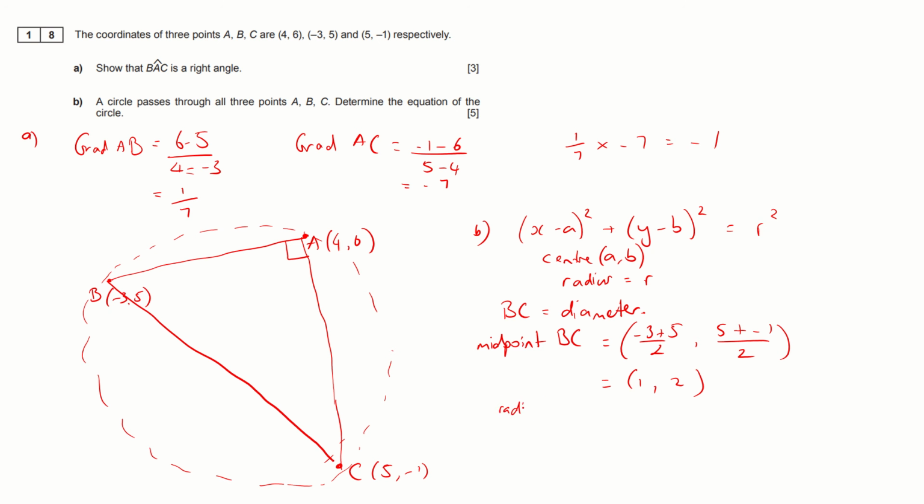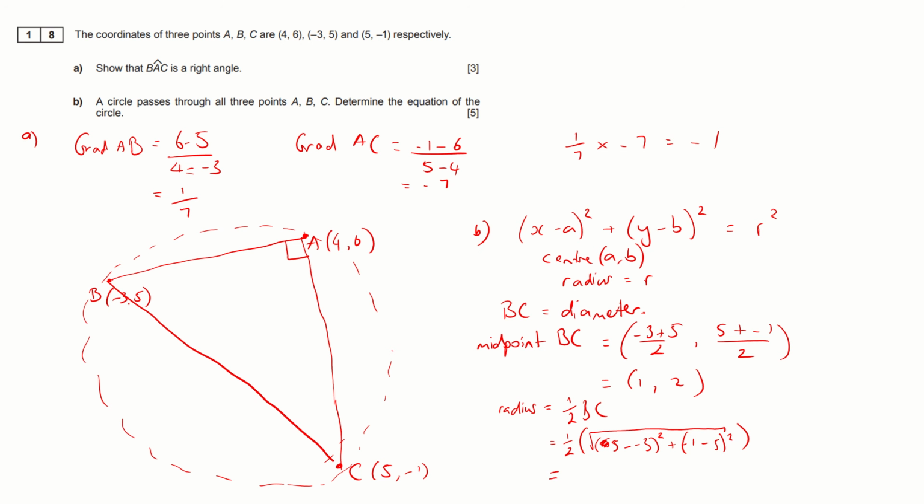Now the radius, the length of the radius is half the length of BC. To work out the length of the line, it is the big square root of the two x coordinates take away, squared: 5 minus -3 squared, plus -1 take away 5 squared, half of all of that.